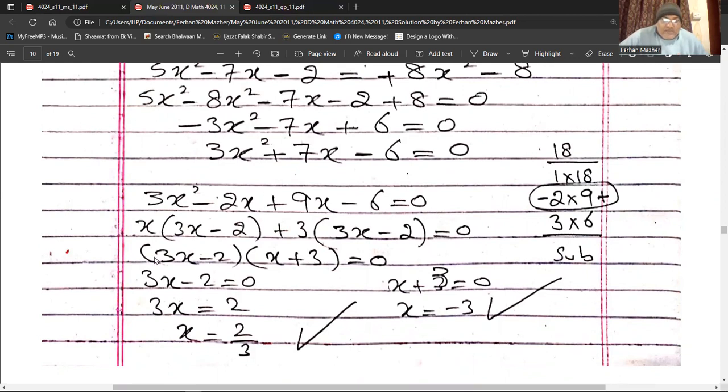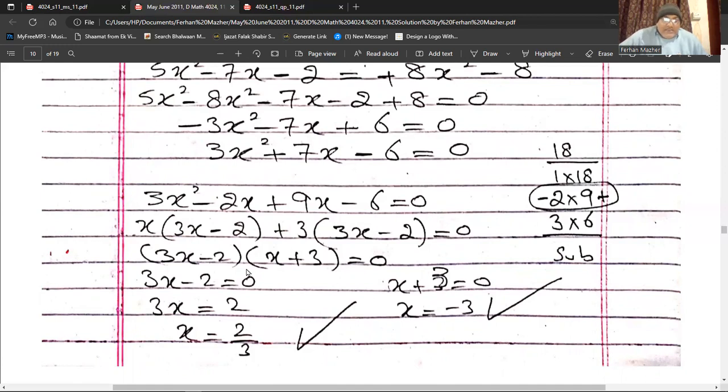So from the first two terms, I will take the x common. So in the bracket, I will have 3x minus 2. And then from the last two terms, plus 3 is common. So in the bracket, I write 3x minus 2, bracket close, equals 0. From this term and this term, 3x minus 2 is common. So from here, x will come here. From here, plus 3 will come here. So that's the second bracket.